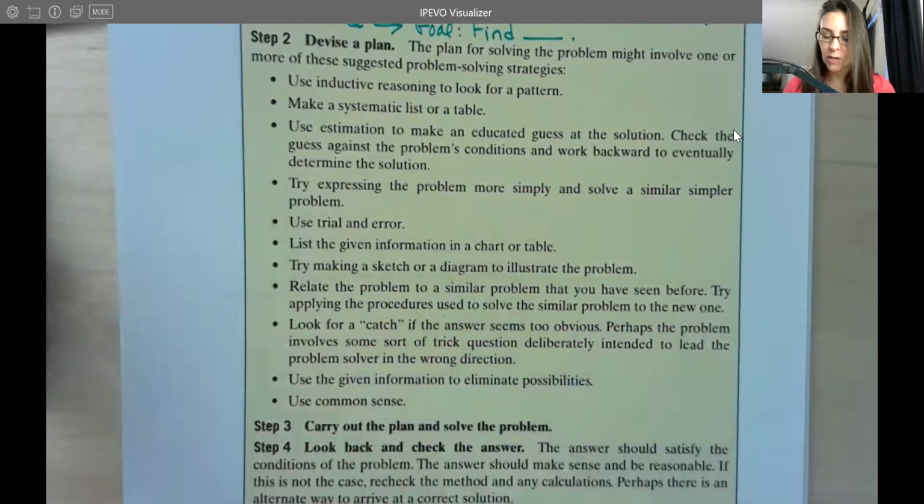Or sometimes there's extra information in a problem. So maybe they gave you extra information that you don't need. Use the given information to limit possibilities, and of course, use common sense, right? If you get an answer, let's say like -30, but you were asked to find the dimensions of a swimming pool, that doesn't make sense, right? A negative number. If you were asked to find a temperature, well, -30 could make sense, right? If it was very cold.